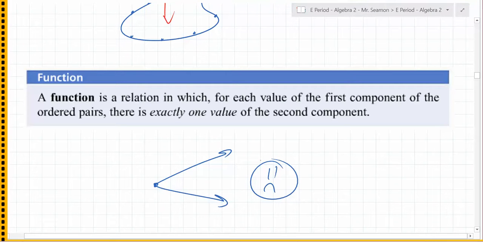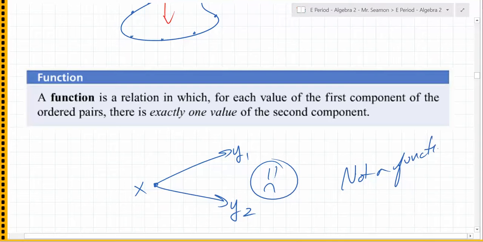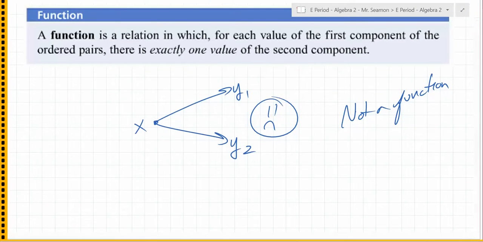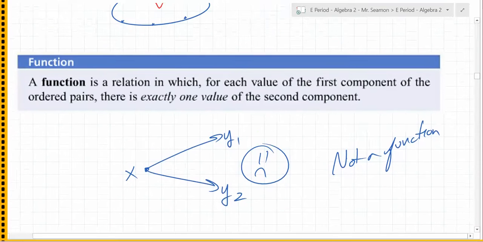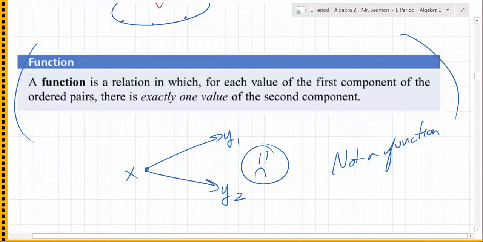If you see that shape, if an x value goes to two different y values, it is not a function. So you have that little mouth eating a frowny face. It means not a function. What I mean is an x value can't have two. It's the same thing as this, just said a little differently.